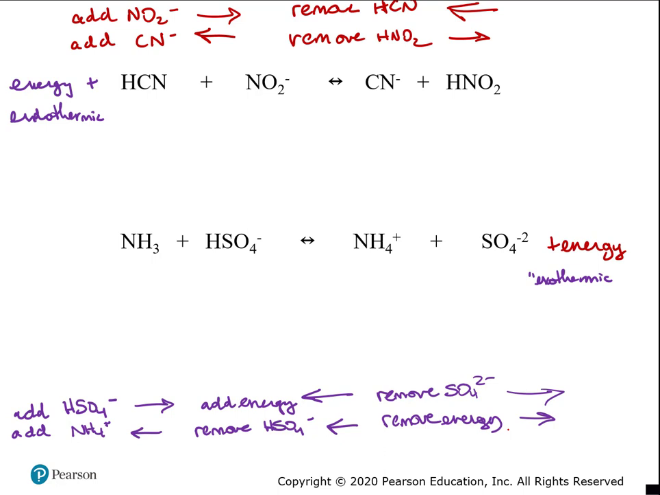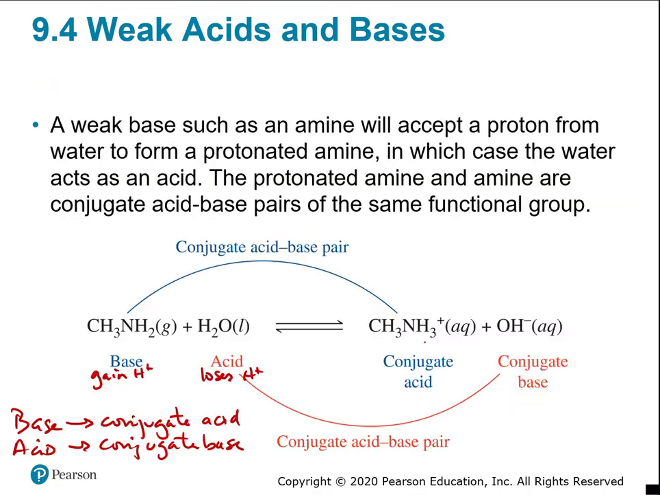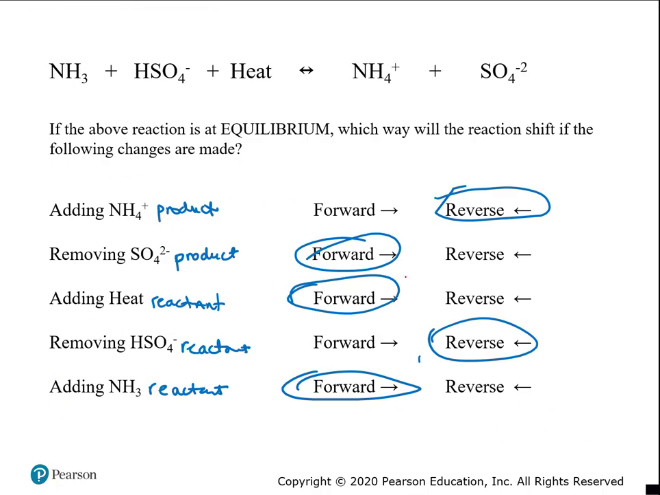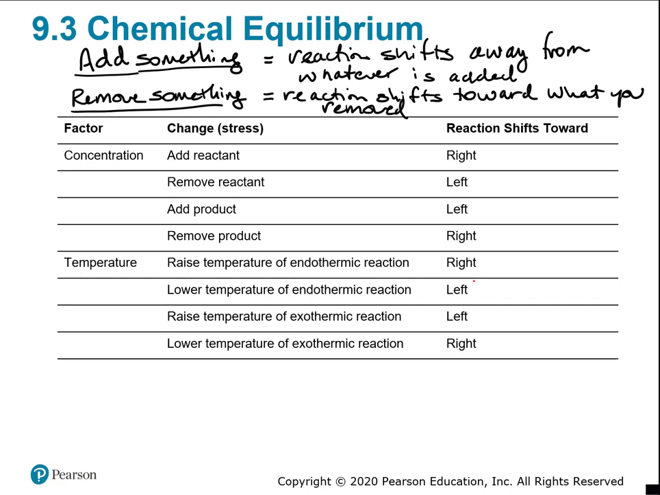Okay? So we'll do one more next time just to practice the whole equilibrium thing. But really what you've got to remember is this part. This is kind of like the key up at the top. If I add reactant or product or energy, doesn't matter. If I add any of those things, the reaction always shifts away from whatever I add. You just have to find it in the reaction. If I remove something, the reaction's always going to shift towards whatever I removed.